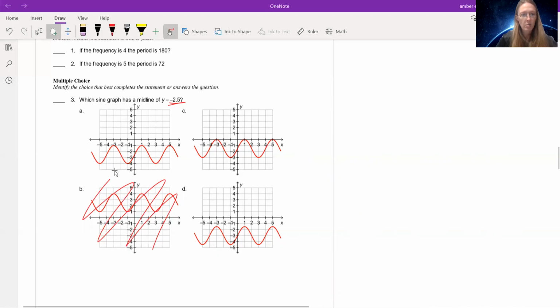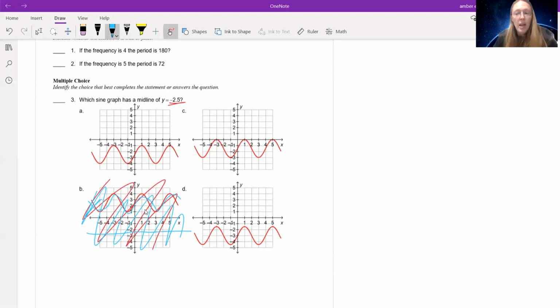Maybe not. Let's try it this way. Okay, it's not wanting to cooperate with me. All right, let's just go back to my pen and we'll switch colors. All right, so we'll switch to blue. Okay, the midline of this graph, it's hard to see. There we go. All right, so the midline, here's my graph right about here. Negative 2.5 is down here between negative 2 and 3. It is definitely not going through the middle of that graph right there. So that's why we can get rid of that one.